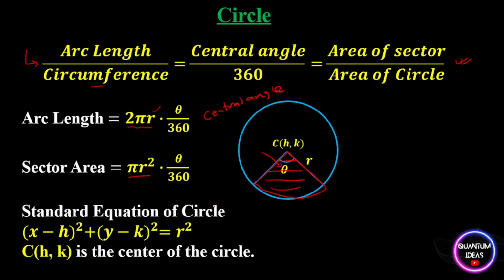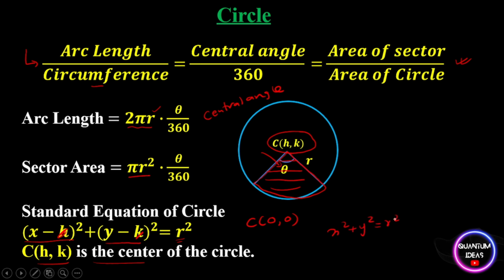And the standard equation of a circle: we know that if the center of the circle lies at C (h, k), then the equation of the circle is (x minus h) whole squared plus (y minus k) whole squared equals r squared, where C (h, k) is the center of the circle. This is very important, right? And if the center is at the origin, that means C (0, 0) is the center. In that case h will be 0, k will be 0, and the formula will be x squared plus y squared equals r squared. Simple. Okay, so let's move to the next one.